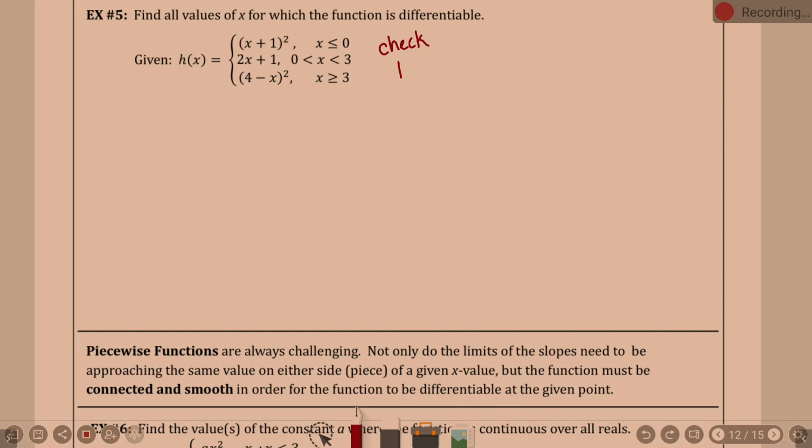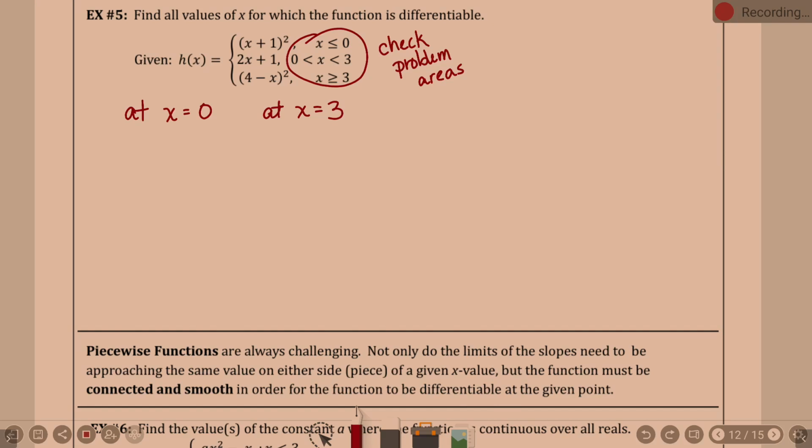Okay. But even before then, do we know for sure this graph as a whole is continuous? We know those individual pieces are continuous, but as a whole, is it continuous? So what numbers, specific numbers, do we need to check? 0 and 3. Yes? Okay. So let's see what's going on at x equals 0 and x equals 3.